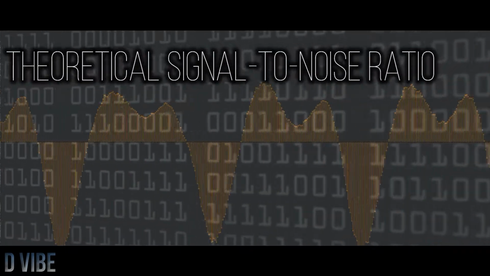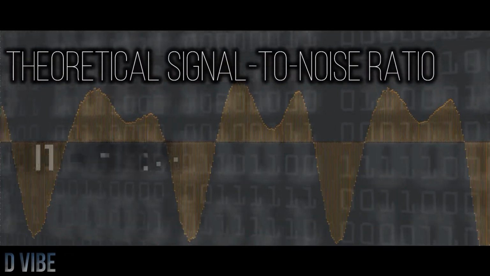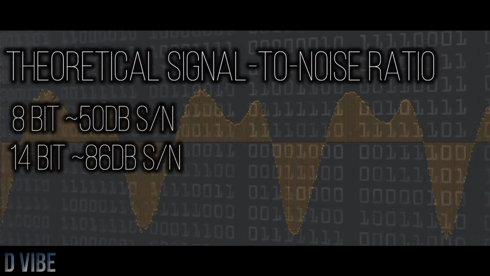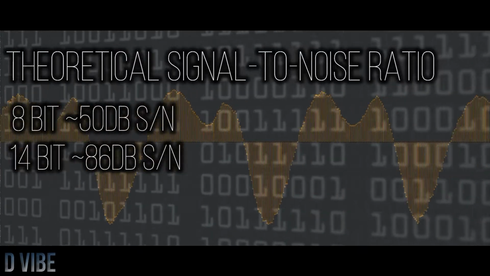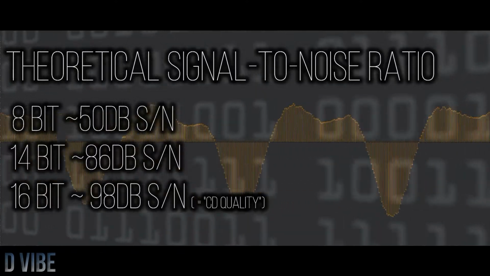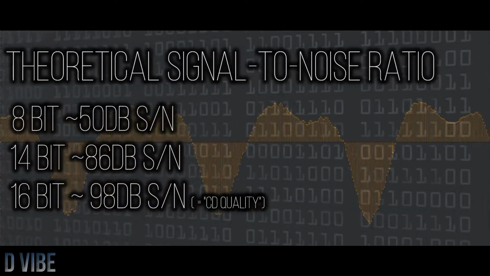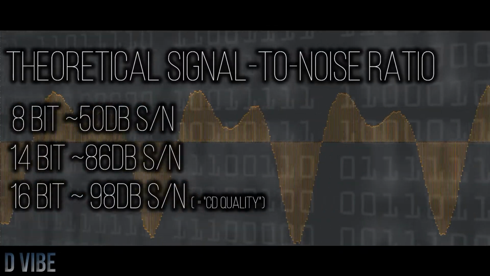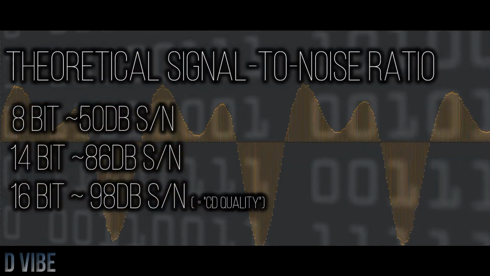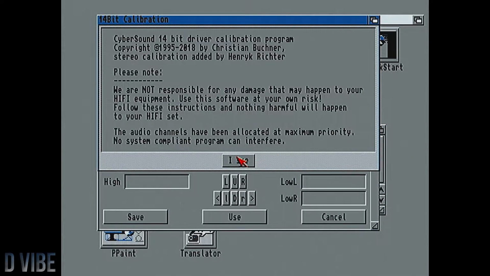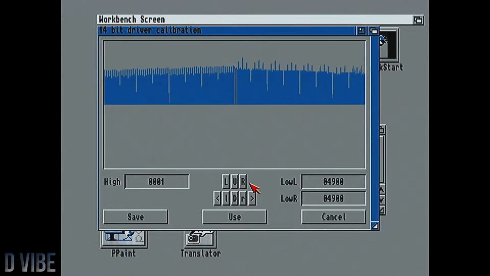This will get a theoretical signal-to-noise ratio caused by quantization errors at around 86 decibels in comparison to 8-bit with about 50 decibel signal-to-noise ratio and 16-bit with around 98 decibel signal-to-noise ratio. That basically means that the audio from 14-bit sample rate might produce some audible noise, but it's remarkably quieter than 8-bit sample rate. To decrease quantization errors in the digital audio further, the 14-bit driver can be calibrated for the specific digital analog converter.